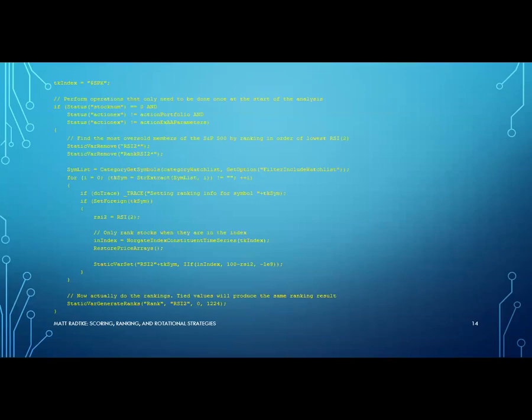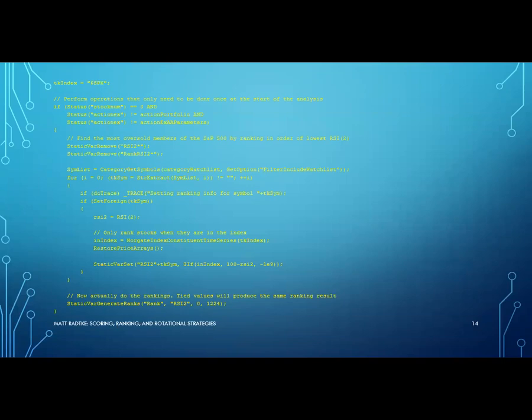So in brief summary, what we've done here is we've said we're going to find all the symbols in our watch list. We're going to process each one of those symbols. And for every symbol, we're going to create a static variable that has the ranking value. In other words, the 100 minus the RSI2 value in a static variable. When we're done with that loop, we get down to those last two lines where it says now actually do the ranking.